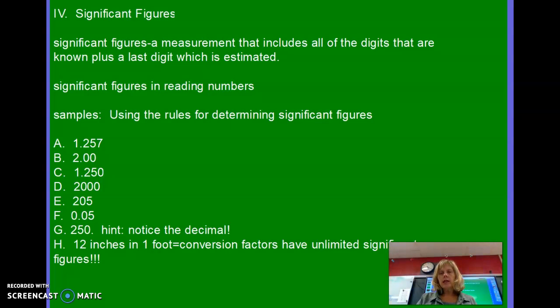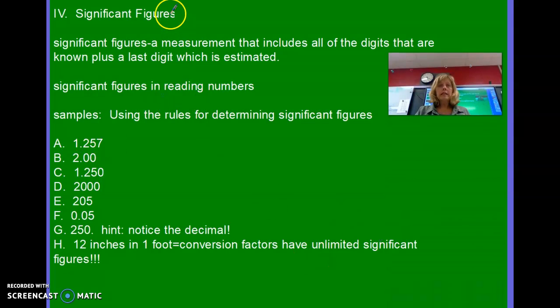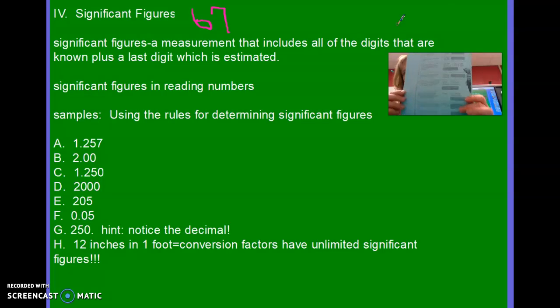Hopefully you have your books at home. On page 67 in your books, there's an awesome little chart. I actually made copies of this for you because I don't expect you to memorize these rules, and I'm going to put it on this handy dandy green paper. But there's a series of rules. As we go through this lesson, I would like you to have your book open and refer to these rules.